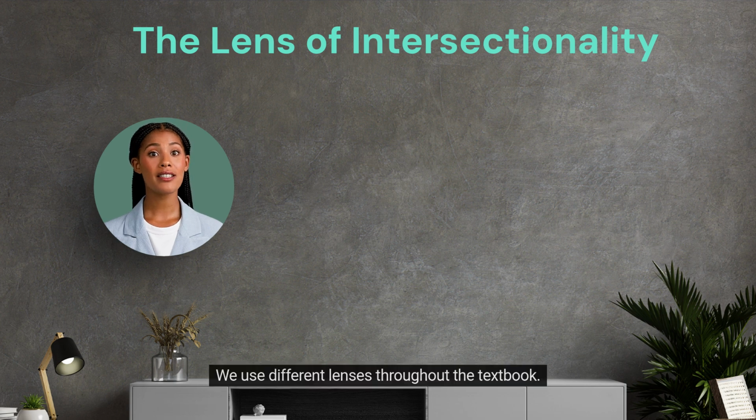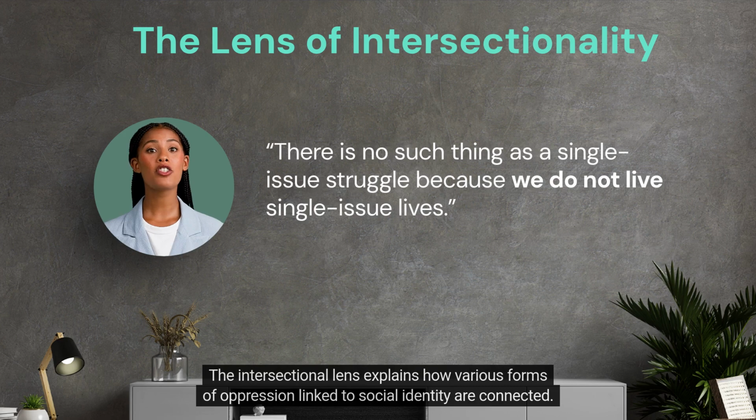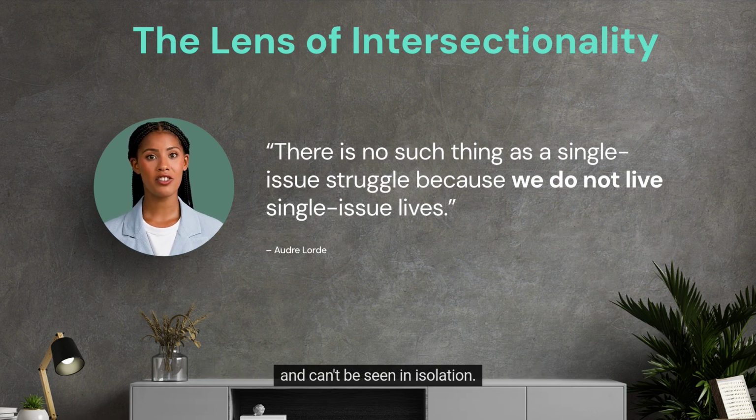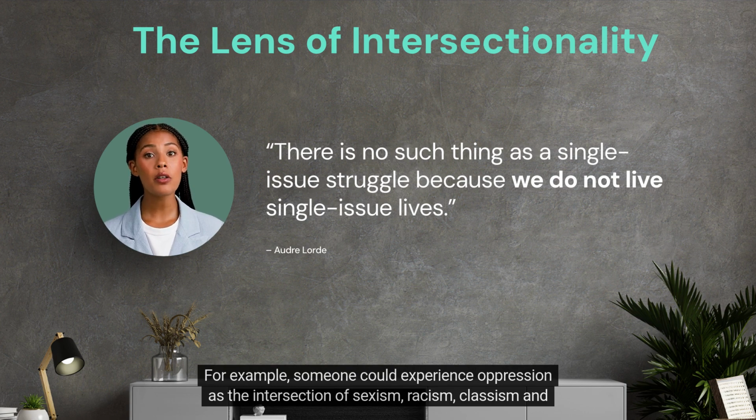We use different lenses throughout the textbook. The intersectional lens explains how various forms of oppression linked to social identity are connected. These systems are rooted in cultural and historical contexts, showing that different oppressions are intertwined and can't be seen in isolation. For example, someone could experience oppression as the intersection of sexism, racism, classism, and ableism.